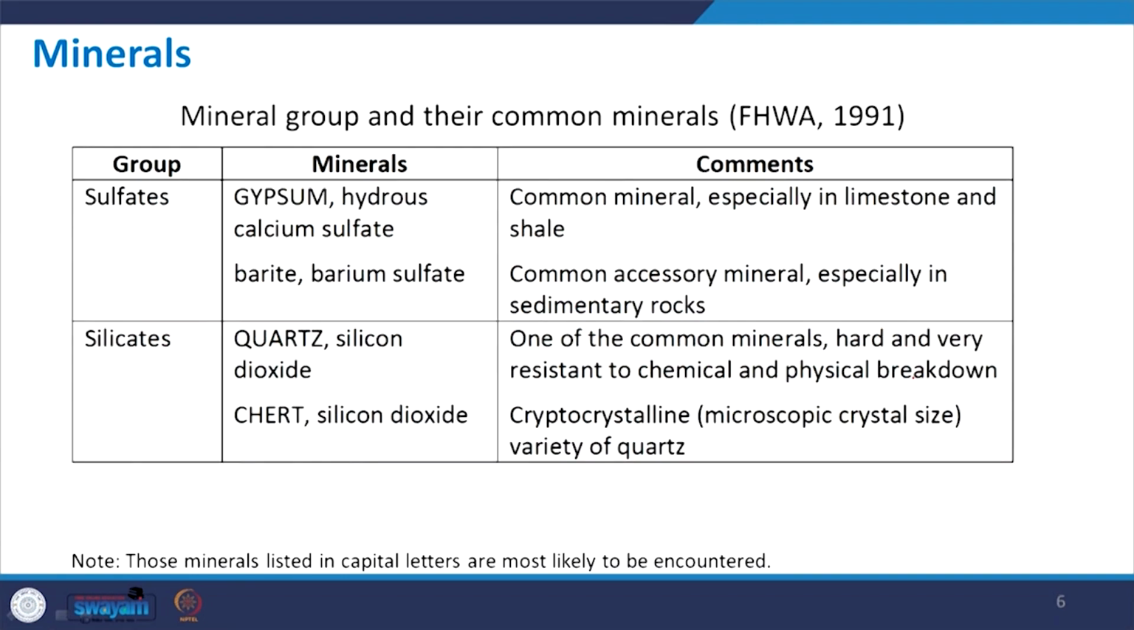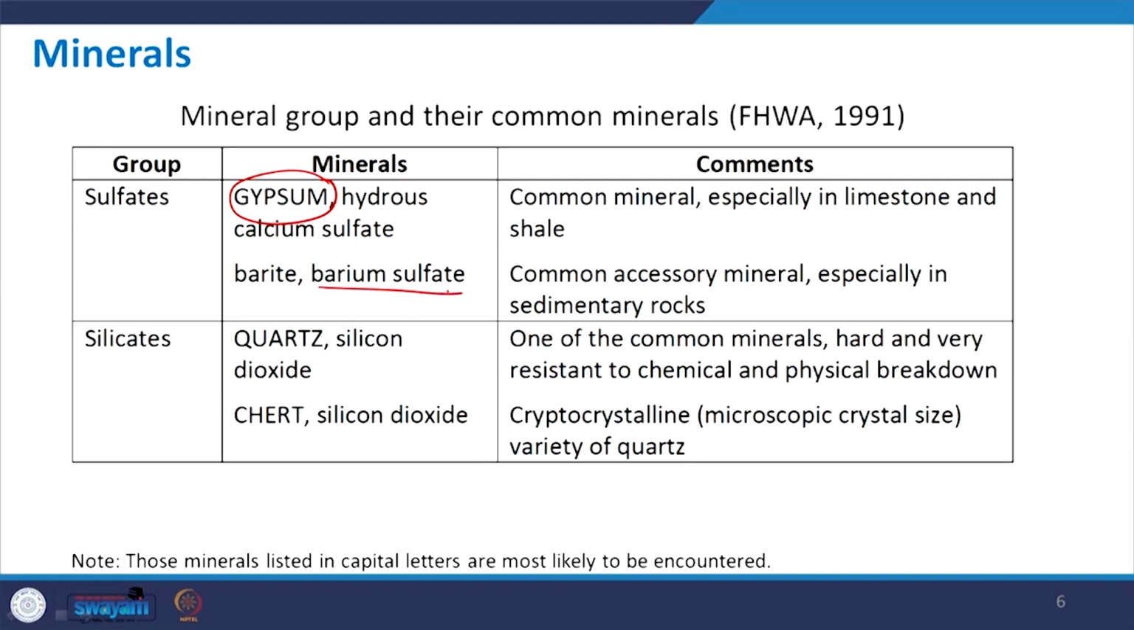Coming to the next one, that is sulfates. Gypsum, very well known to most of us, is hydrous calcium sulfate. It is a common mineral, especially in limestone and shale. Then the next category in the sulfate group is barite, or barium sulfate, which is again a common accessory mineral, especially in sedimentary rocks. I will be explaining these three different classes of rock, where sedimentary rock is one class.